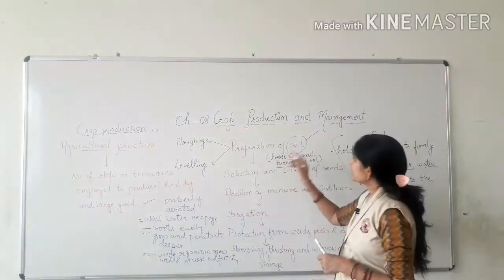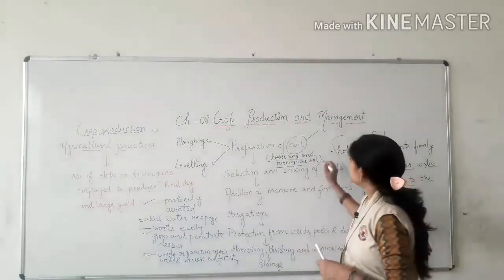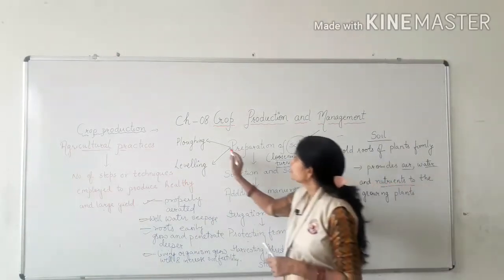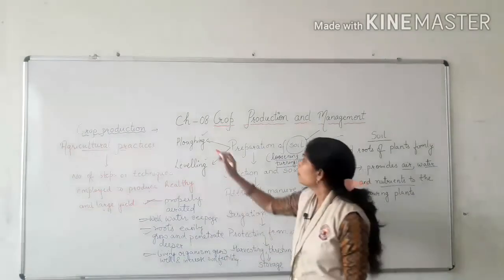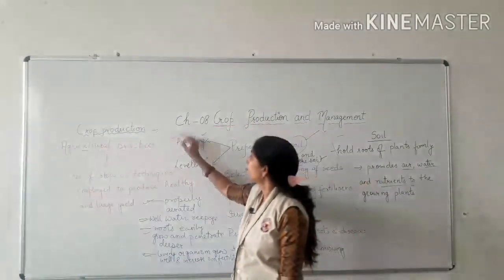See, preparation of soil involves loosening and turning of the soil. This can be done by two methods, plowing and leveling. First of all, we perform plowing.